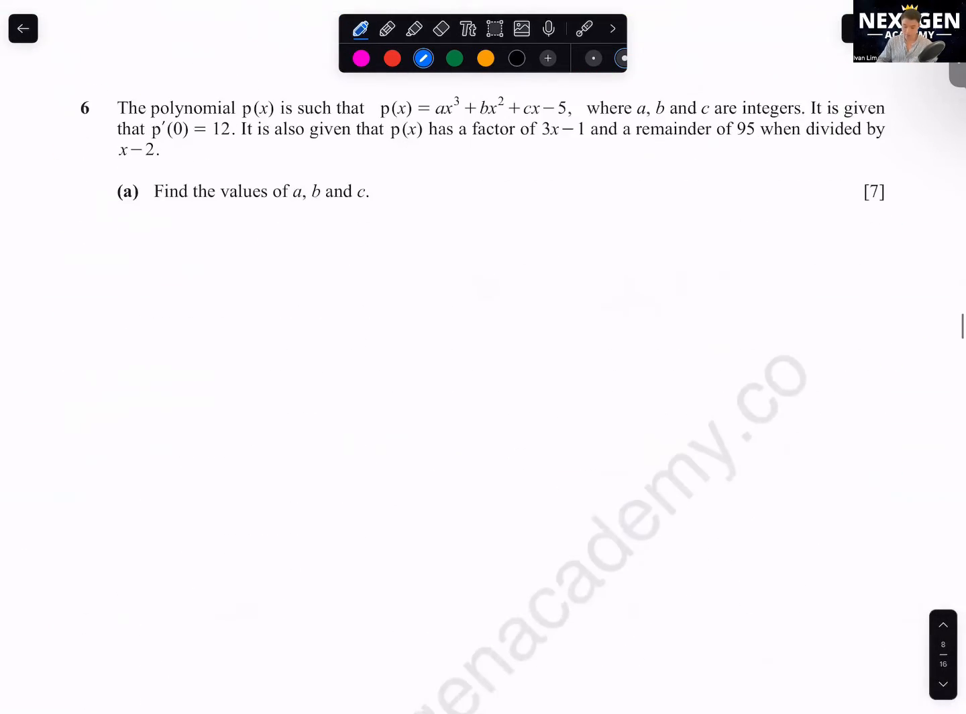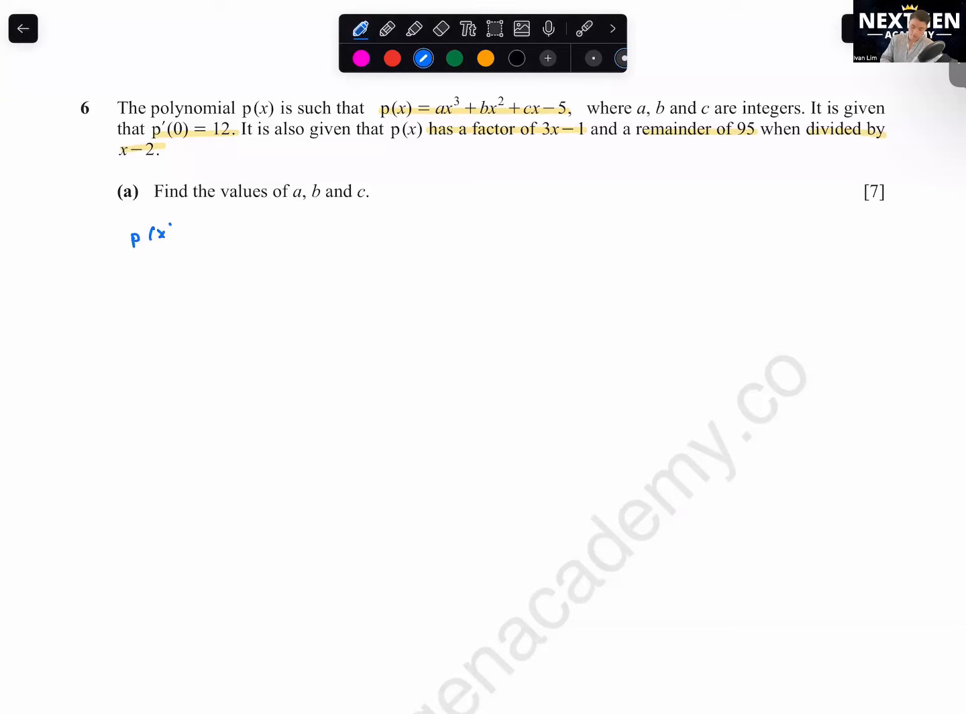Okay, we need to go a bit faster because I haven't finished halfway there yet. Question 6. The polynomial p(x) is such that p(x) is this equation here. p prime 0 equals 12, has a factor of 3x minus 1, remainder of 95 when divided by x minus 2. Find the values a, b, c.